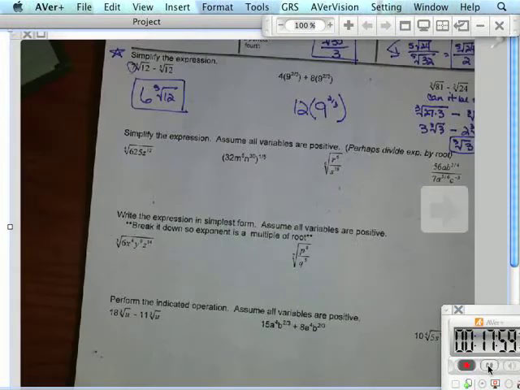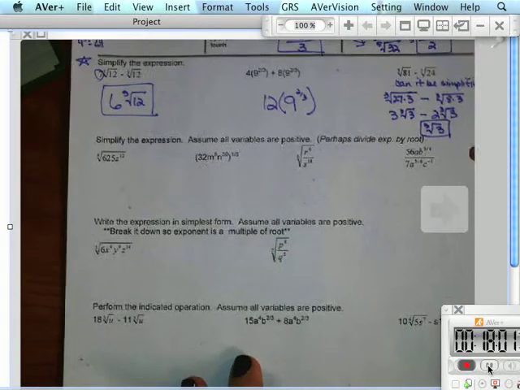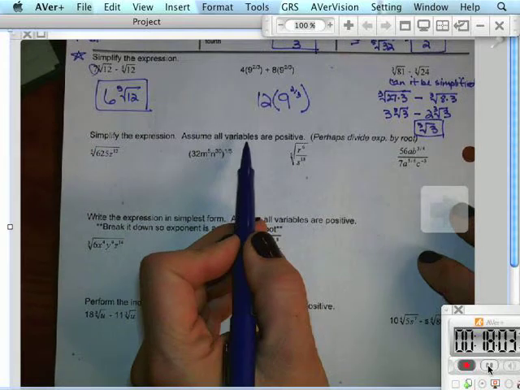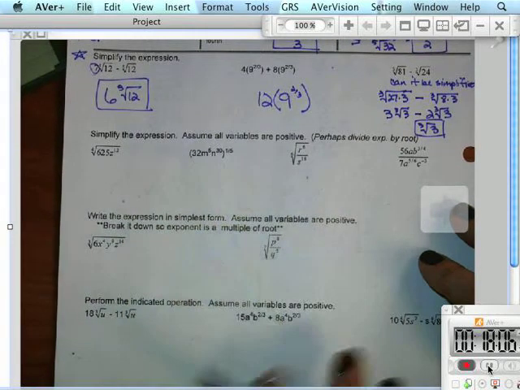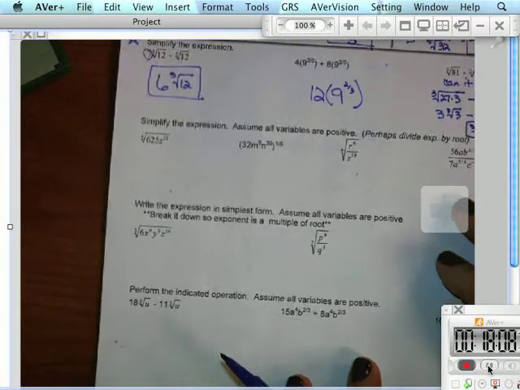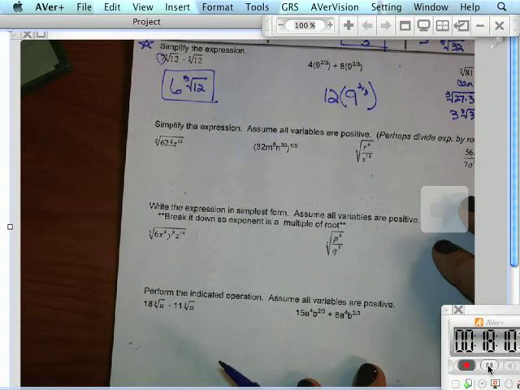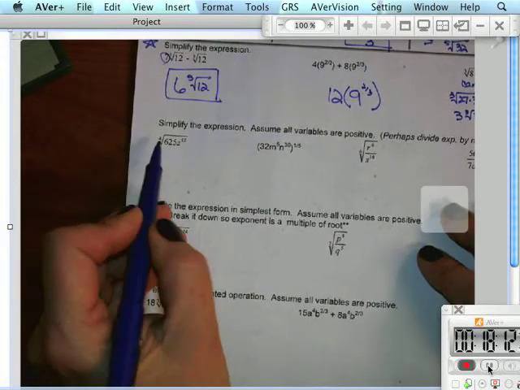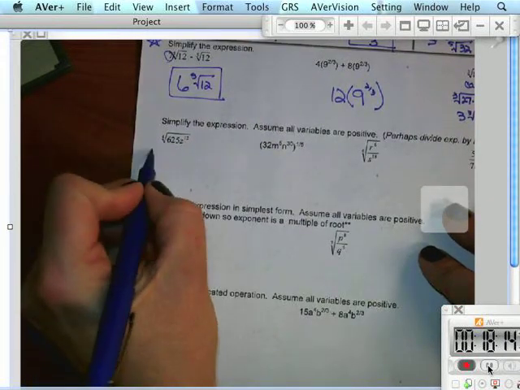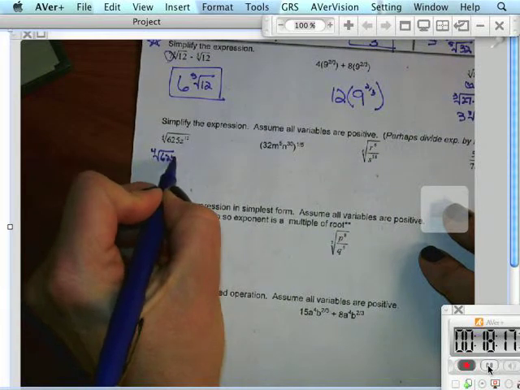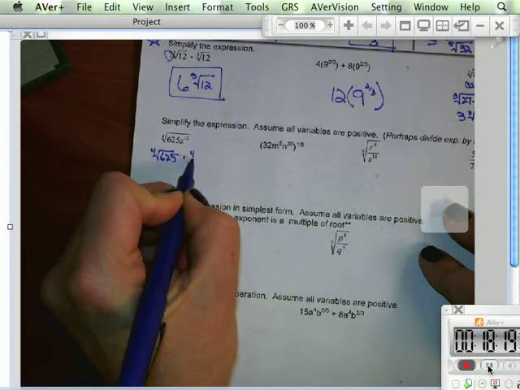One cube root of 3. Okay? All right, simplify the expression. Assume all variables are positive. So let's look at this. Here's what I'm going to do. I'm going to start by splitting this up and write the fourth root of 625 times the fourth root of z to the 12th.